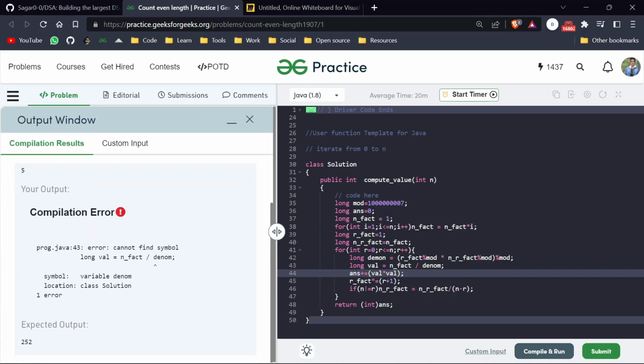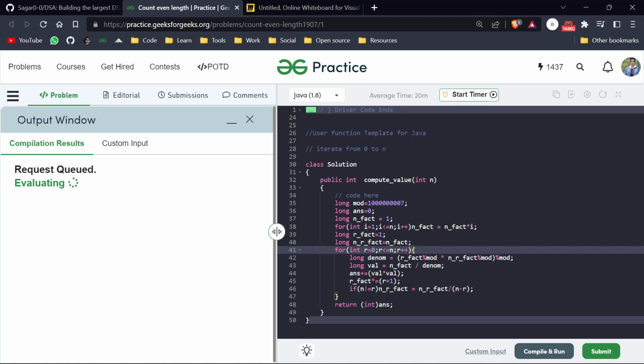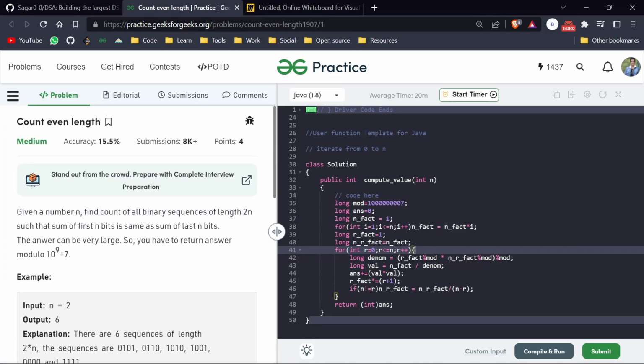but there will be some... Okay, denominator cannot find symbol. Okay, we just write denominator here. Denominator. Okay, we are getting the right answer.